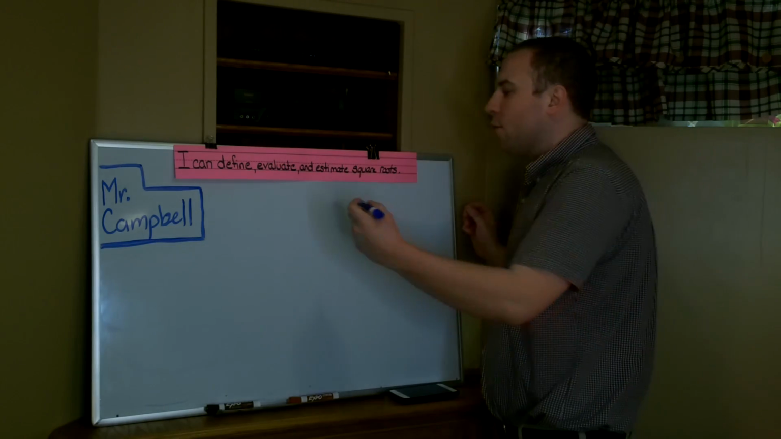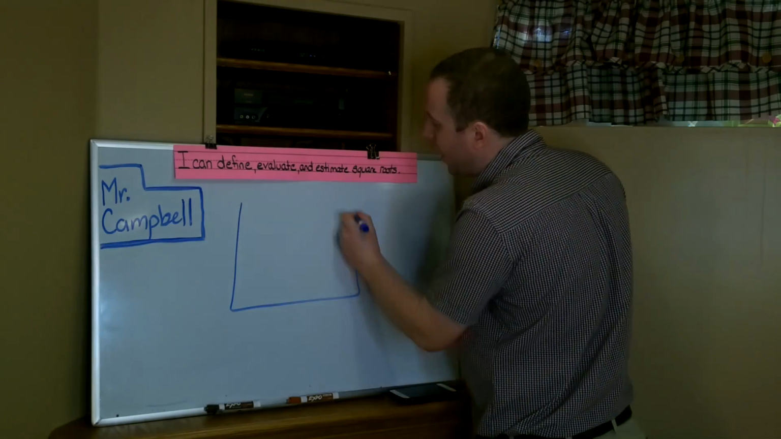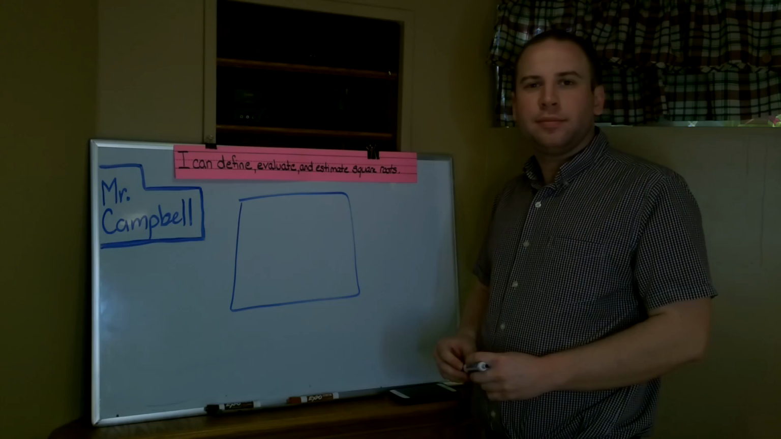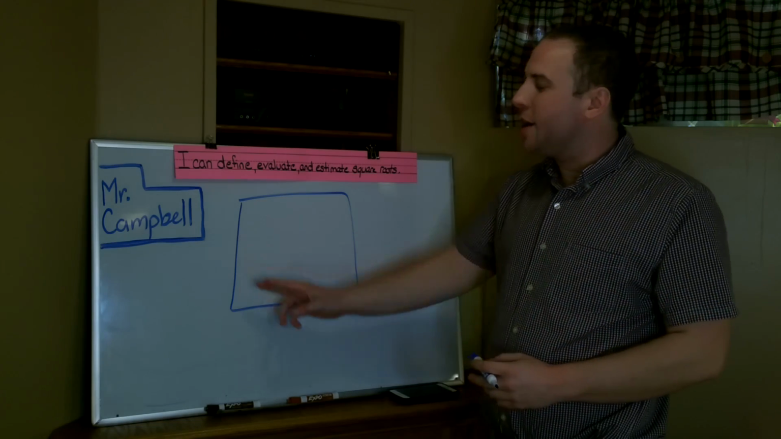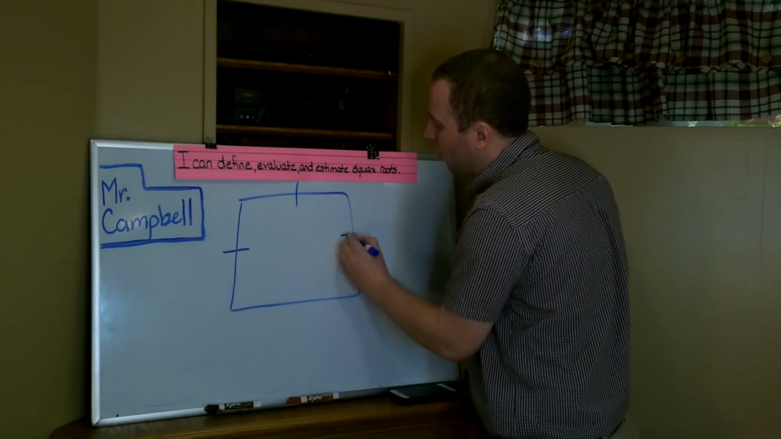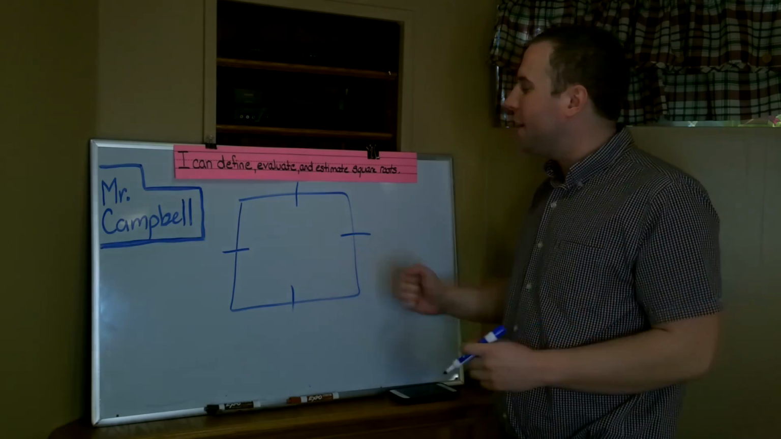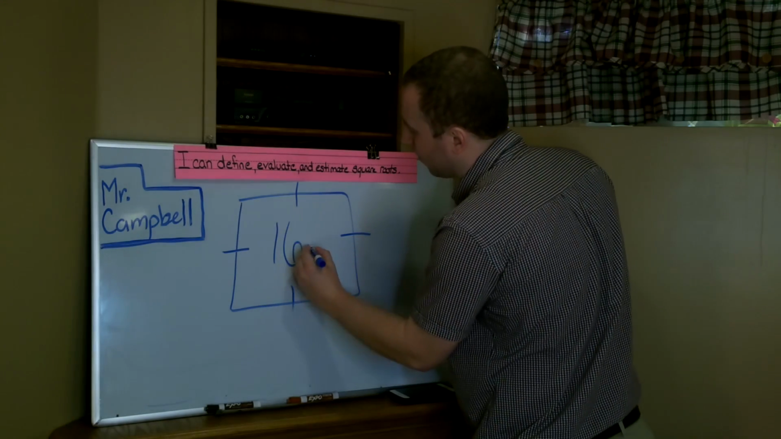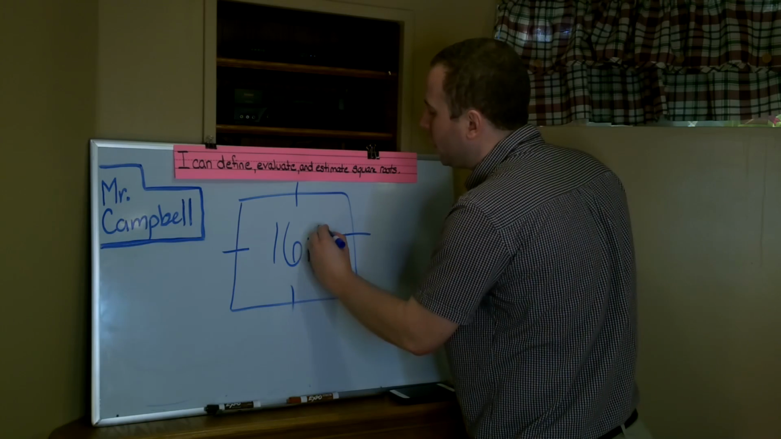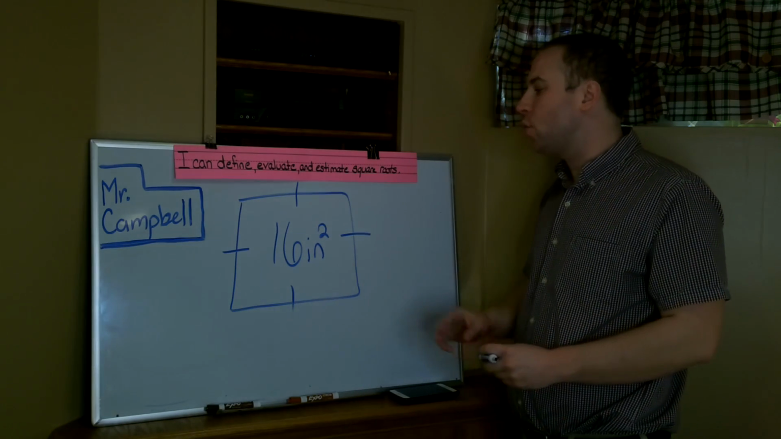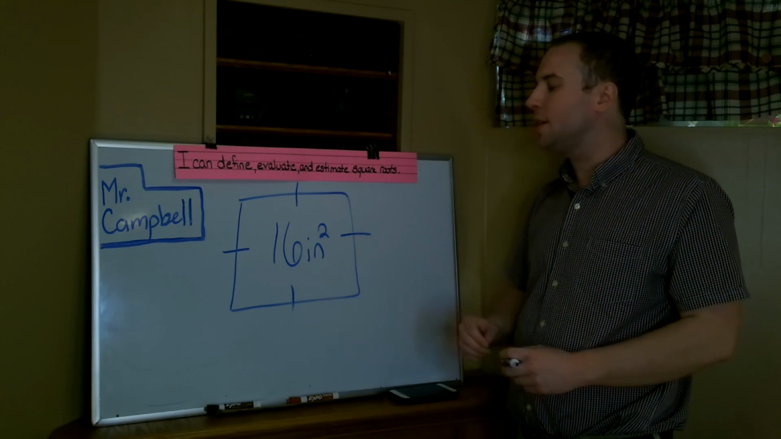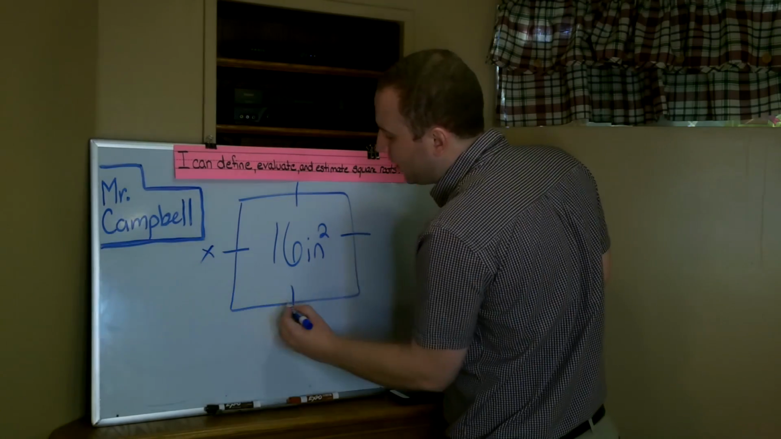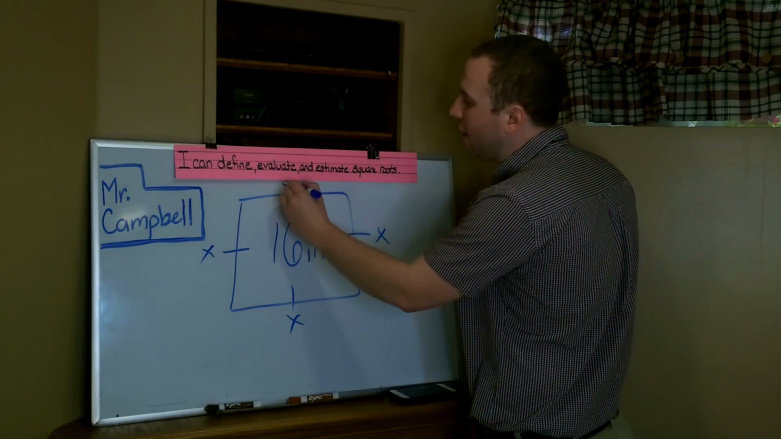So let's say, for example, I have a square. Now, what do we know about a square? That's correct. A square has four sides which are the same. That is correct. So let's say, hypothetically, that I knew that this square was 16 inches square. The entire area of this square was 16 inches squared. And I wanted to figure out the measurement of each side of this square.